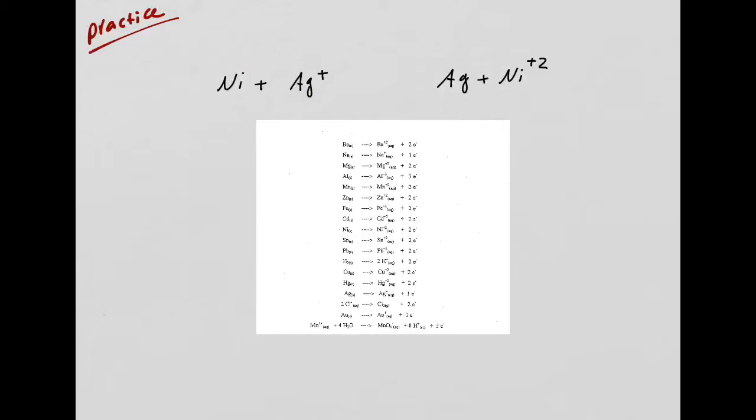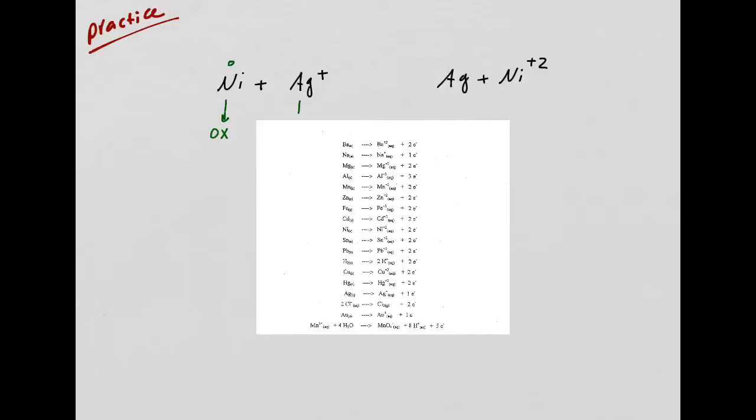So the way to do this, first of all, we need to figure out which one is going to be oxidized and which one is going to be reduced. So over here, I have nickel. What's the charge on nickel? Charge on nickel right now is 0, right? Okay, so I have nickel that is 0. Now, nickel 0 goes to nickel plus 2. That means nickel is going to be oxidized. Okay, so this is going to be my oxidation.